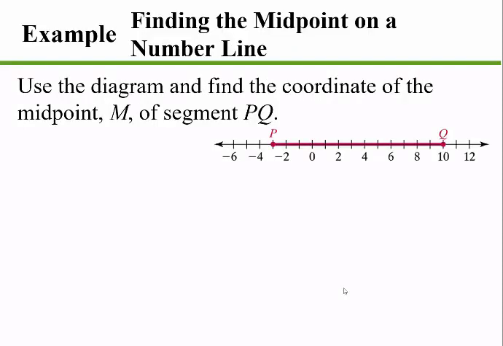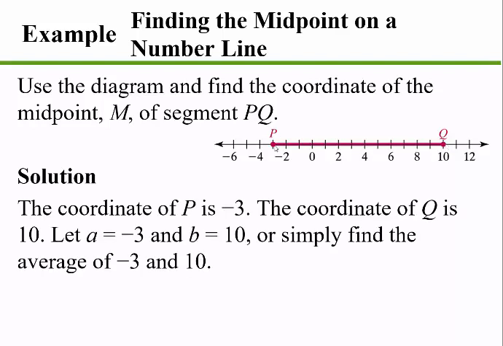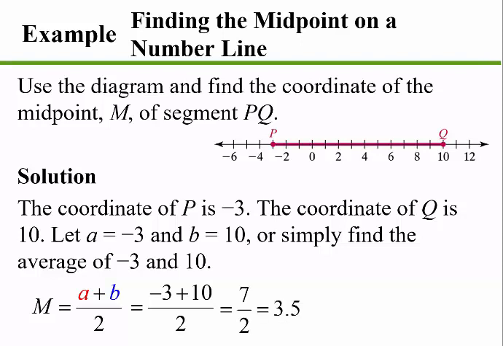Let's talk about finding the midpoint on a number line. So I have this diagram here. Use this to find the coordinate of the midpoint, we'll call that point N, of the segment PQ. Well, the first thing you should see is the coordinate of P here is -3, and the coordinate of Q is 10. So using that formula, if we let a equal -3 and b equal 10, we simply find the average of -3 and 10. You're going to sum them and divide by 2. So -3 plus 10 divided by 2 gets you 7 divided by 2, gets you 3.5.